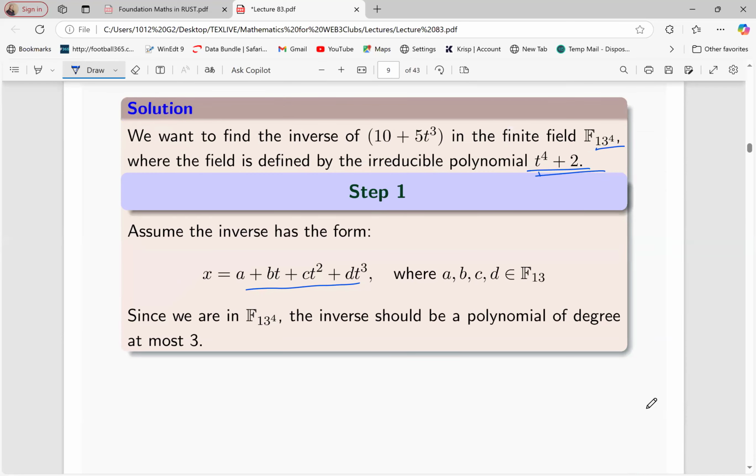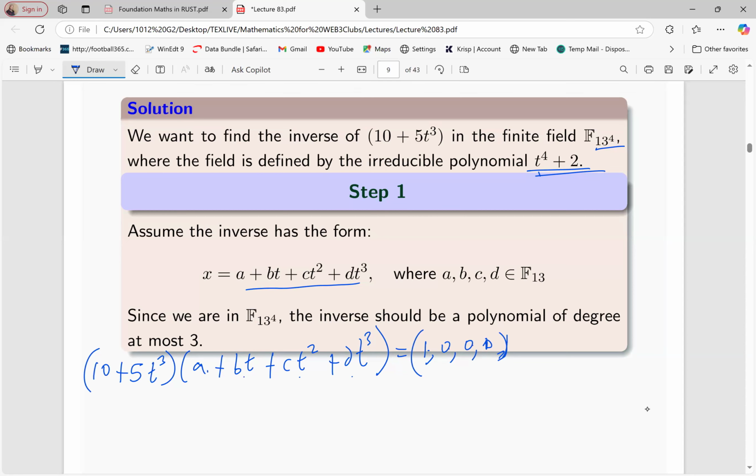Now, so then, how do we find the inverse? It is 10 plus 5t cubed multiplied by the inverse. We are assuming that this is the inverse, a plus bt plus ct squared plus dt cubed, and this should give us the identity. One, two, three, four. This is our identity.